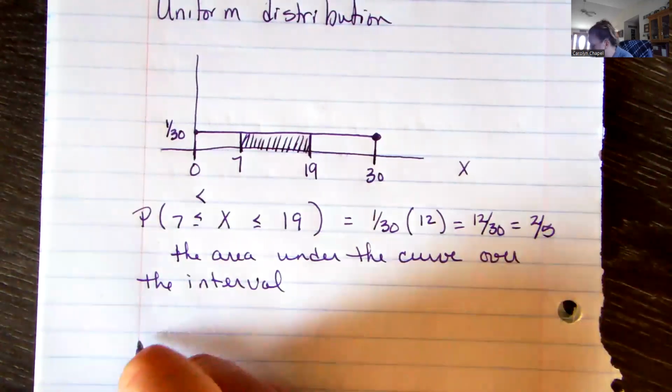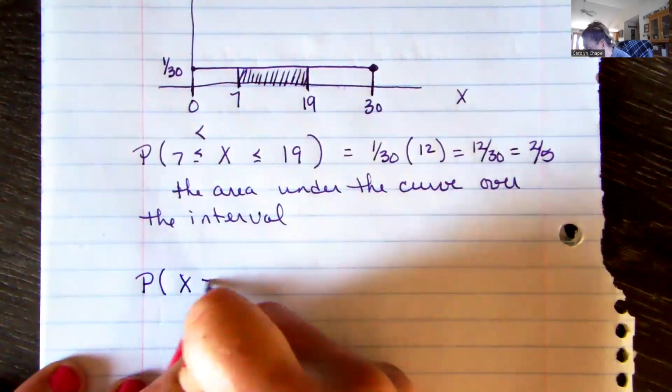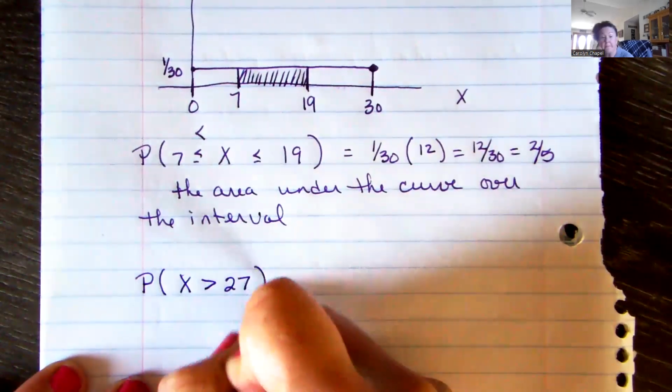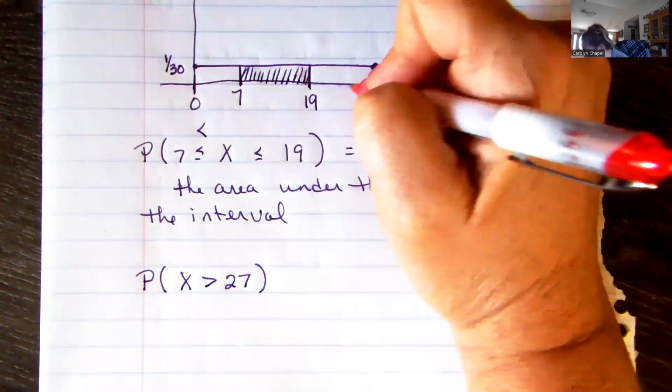I could also do another one, X being greater than 27. I will use a different color for that. So we have some different pieces. So let's say 27.